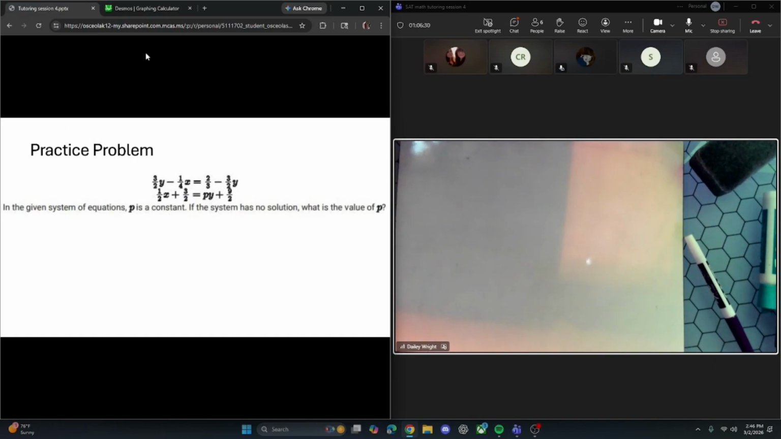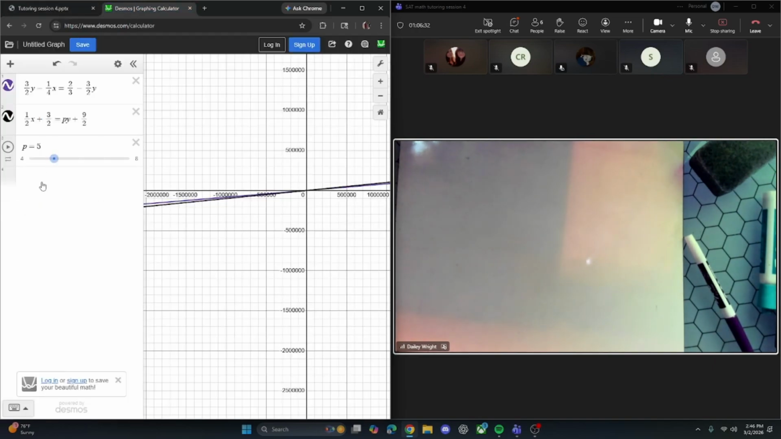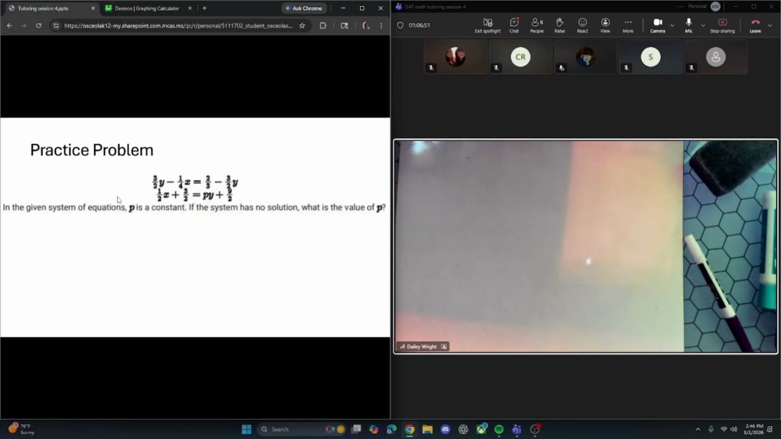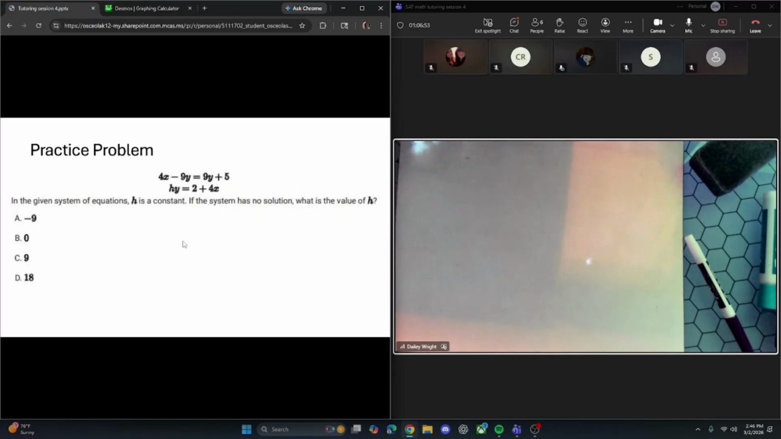But if it's just a constant, it could be like 5.3627, and you would never be able to get it with the slider. So that's why I do these by hand. If it says integer constant, though, you can do it with Desmos.